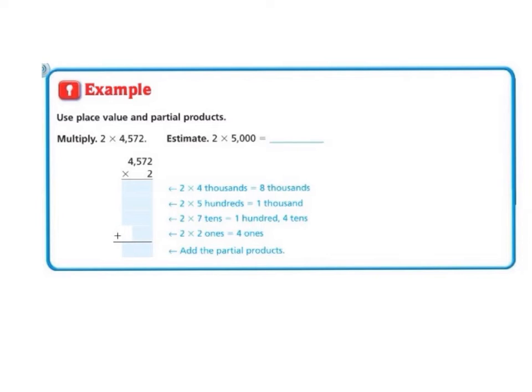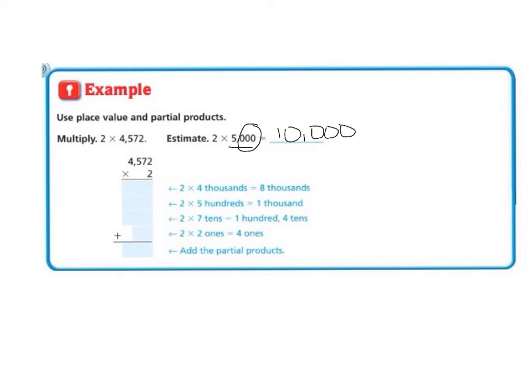Let's practice this method again. This time we are multiplying 2 times 4,572. The first thing we want to do is estimate. We're going to round 4,572 up to a nice easy 5,000. 2 times 5 is 10, and then we have 3 zeros. So we add 3 zeros. So I know our answer is going to be about 10,000.